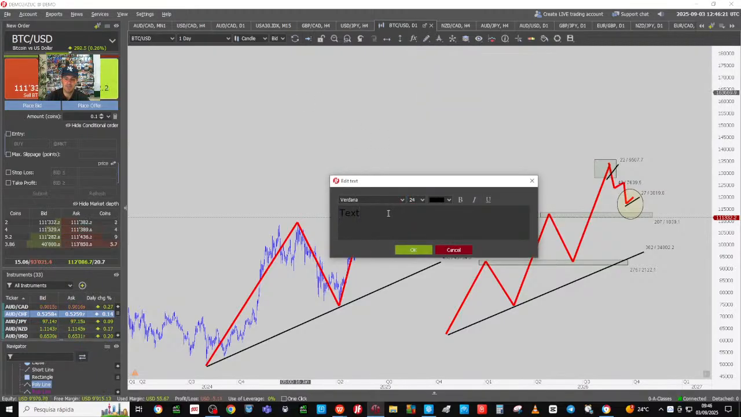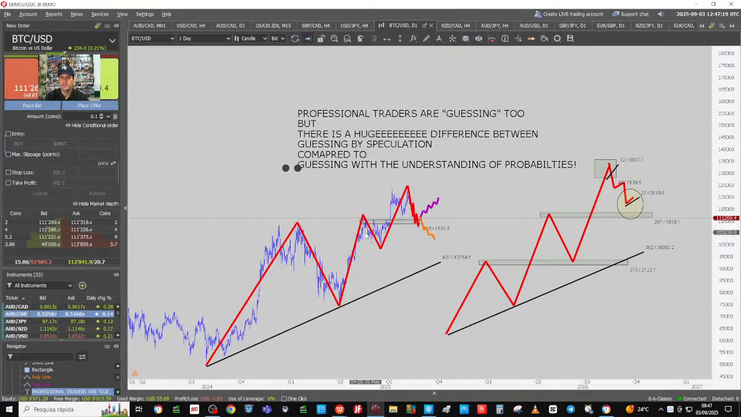One of the biggest concepts for you to understand, everybody, as a student, as an analyst, is that professional traders are guessing too, but there is a huge difference between speculating, guessing by speculation, compared to guessing with the understanding of probabilities. Does this make sense, everybody?